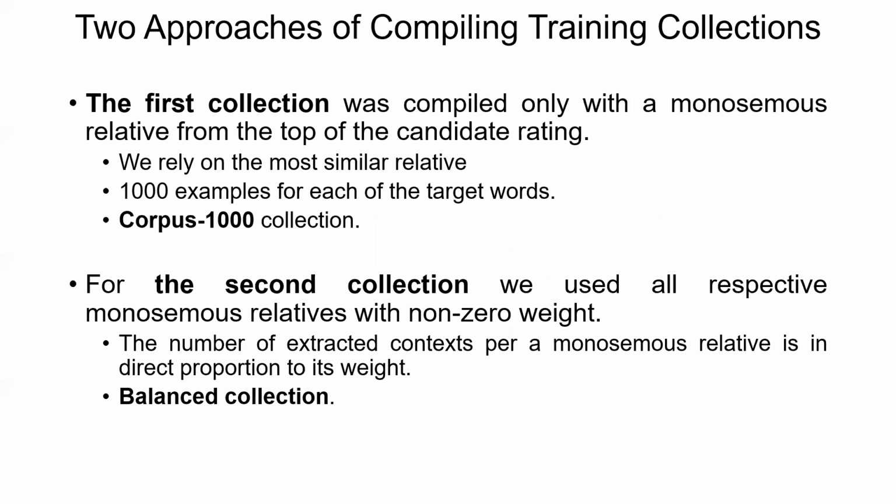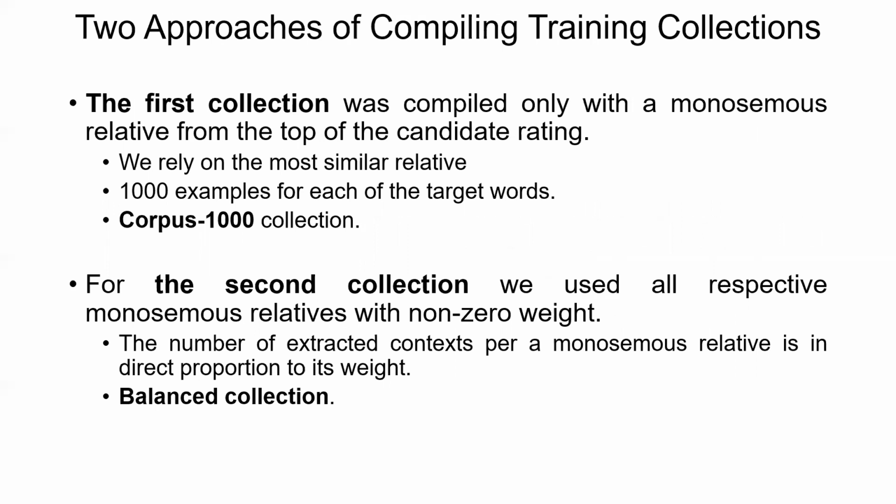Well, once we have selected the monosemous candidates, we can extract from the corpus the contexts in which they occur. Then, we substitute the monosemous relatives with the target ambiguous word in this text and add this text to the training collection. The news corpus was used to extract the contexts with monosemous relatives found by the proposed algorithm.